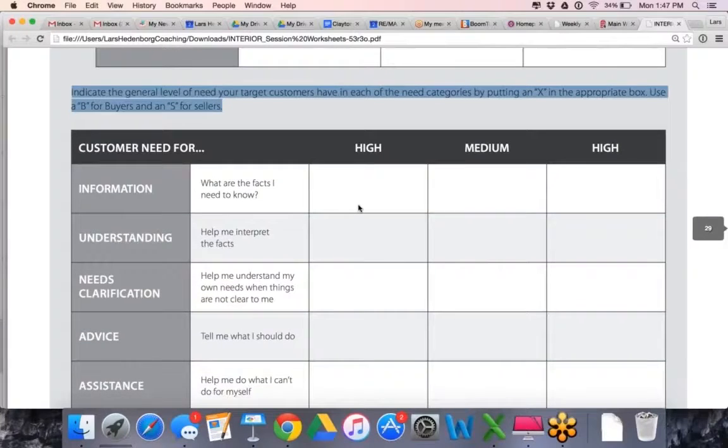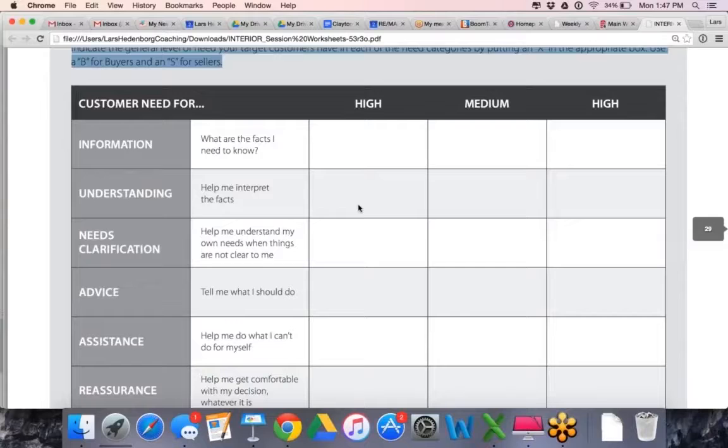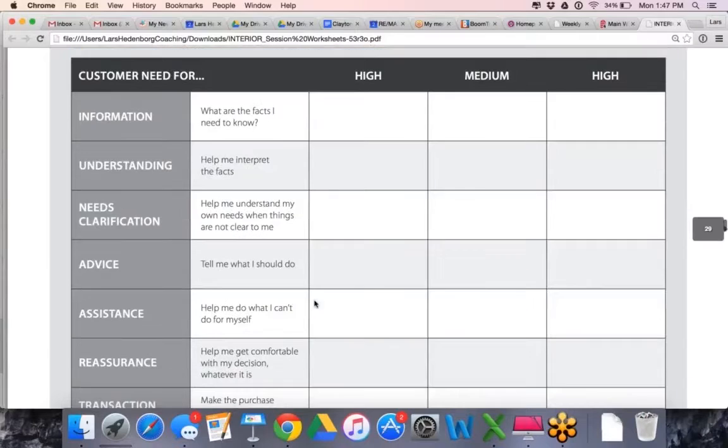And so you're basically going through these and just getting an understanding of customers' need for these different things. Understanding, help me interpret the facts. Needs clarification, help me understand my own needs when things are not clear to me. So helping them understand to sort of learn what they don't even know, to tell them what they should do. So I think buyers, they need advice. Maybe they don't realize it. Sellers, I probably still put sellers ahead of buyers here a little bit. Maybe sellers are high, buyers are medium.